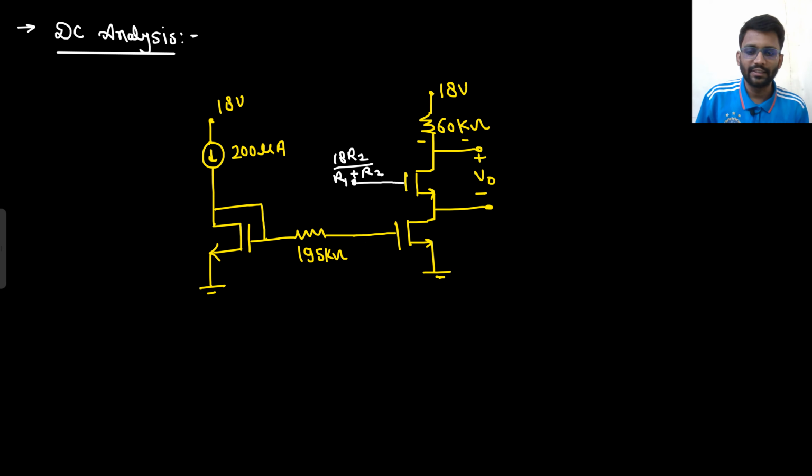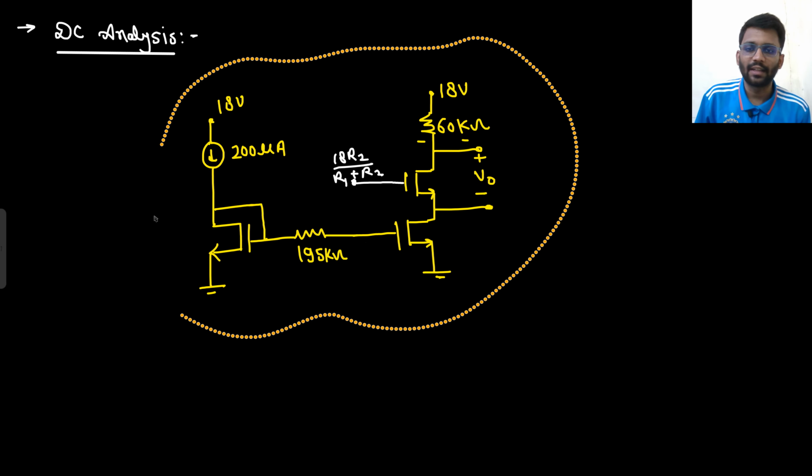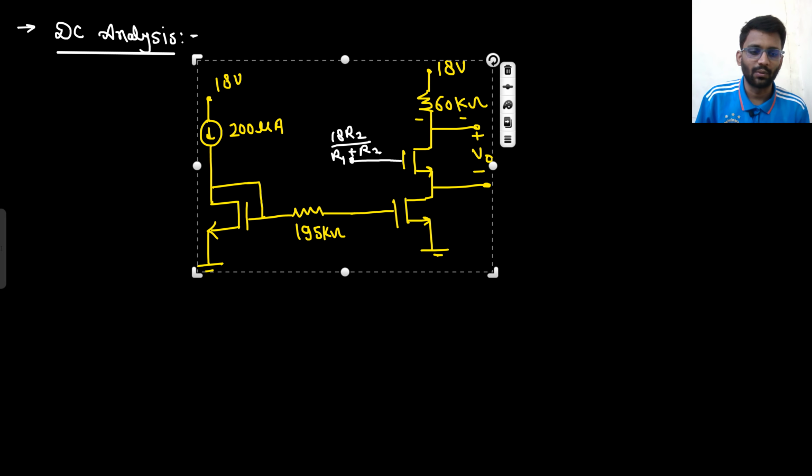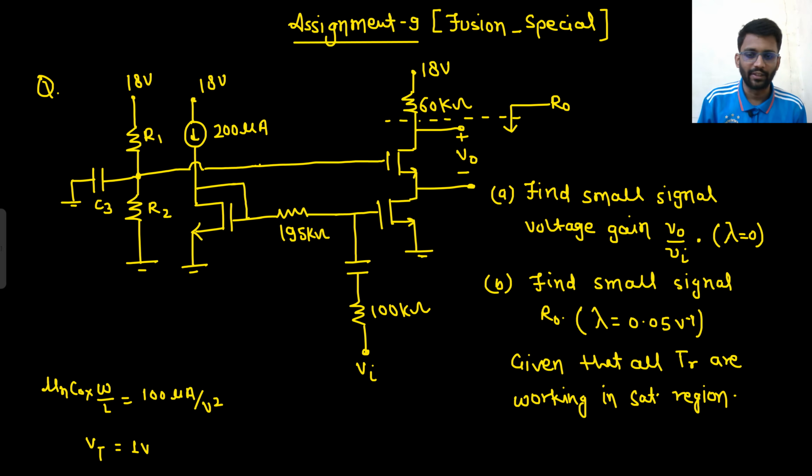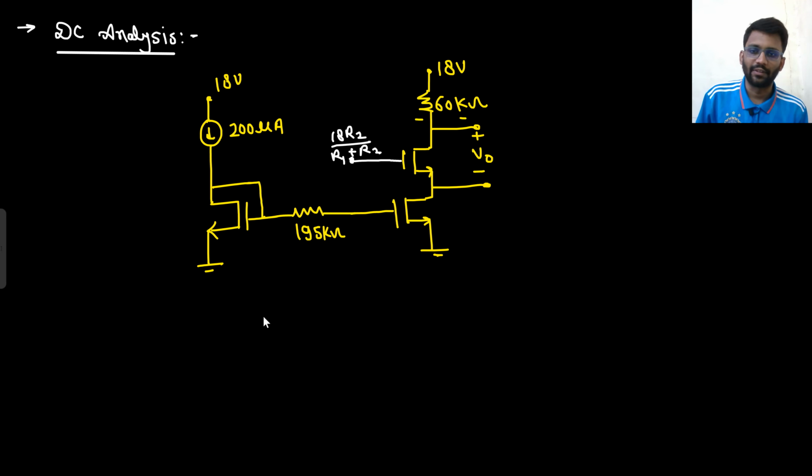Your target is to find the gm value. All the transistors are matched. All are having the same mu n Cox W by L and VT values. All are having the same values. What is the current here? ID current is 200 microampere. Right? 200 microampere current would be flowing here.